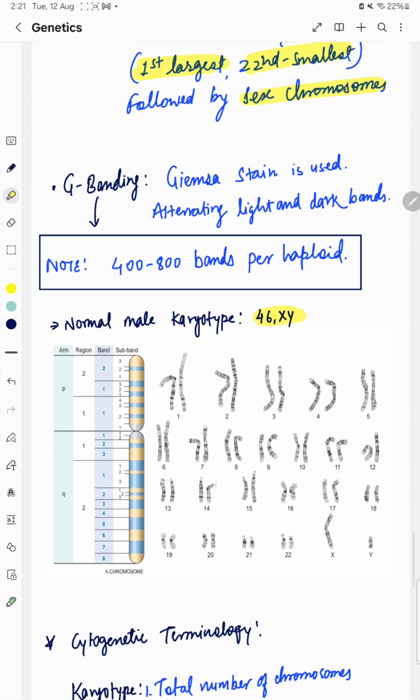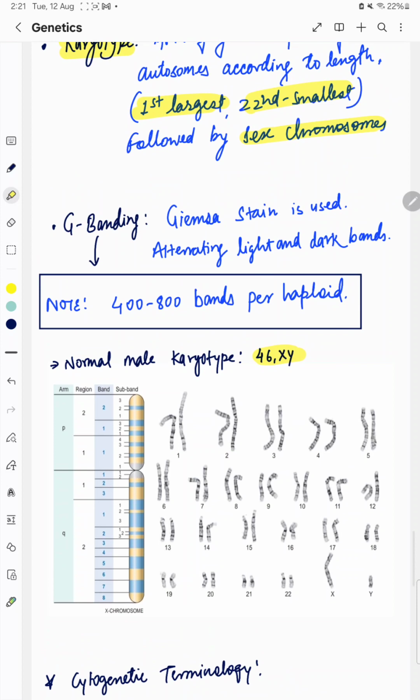What is G banding? Giemsa stain is used for staining these metaphase chromosomes, and in this Giemsa banding there are alternating light and dark bands. That's why this is known as G banding. A total of 400 to 800 bands per haploid set is seen in the G banding karyotype.